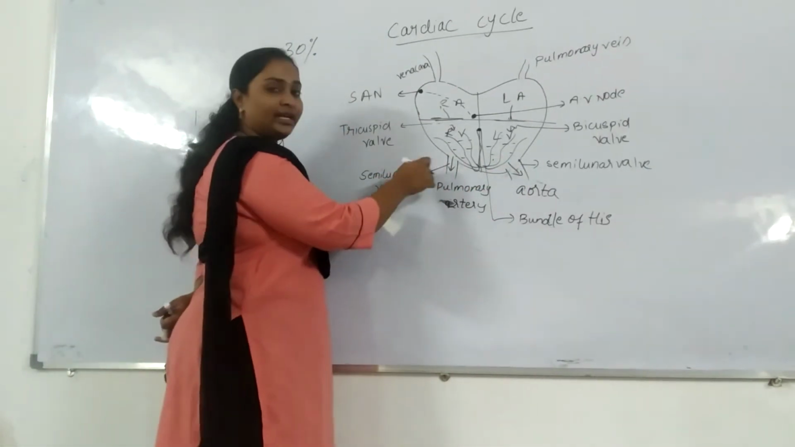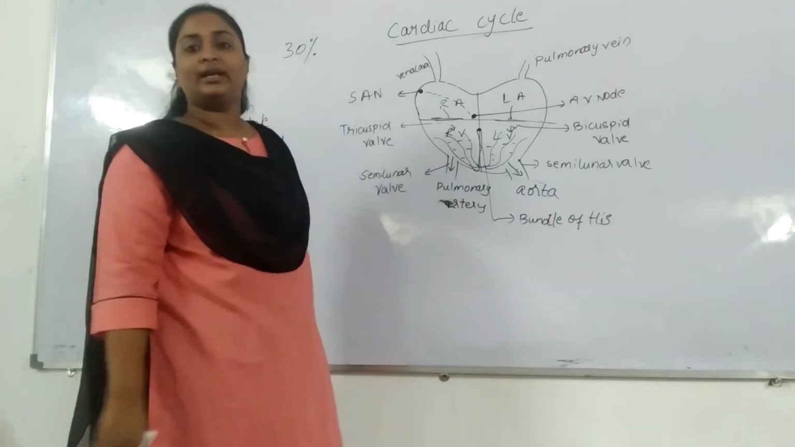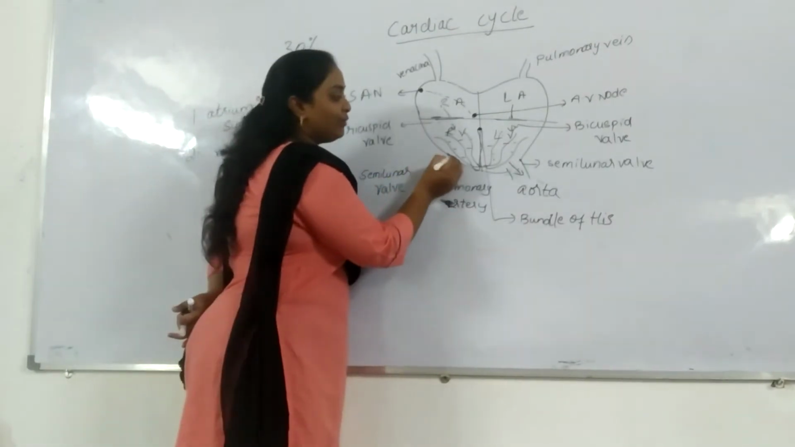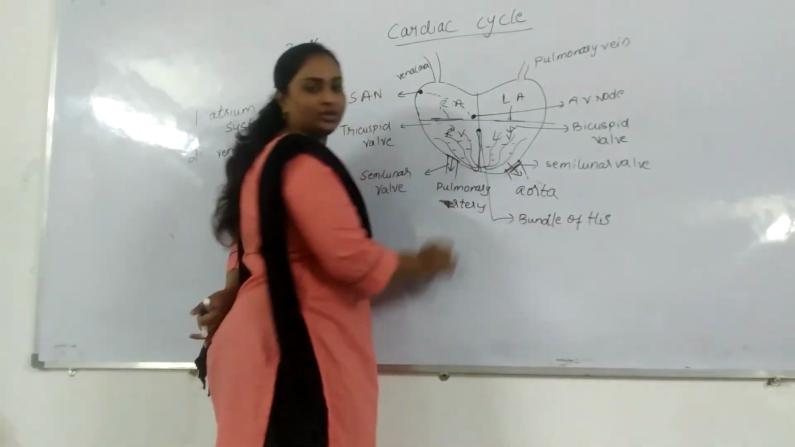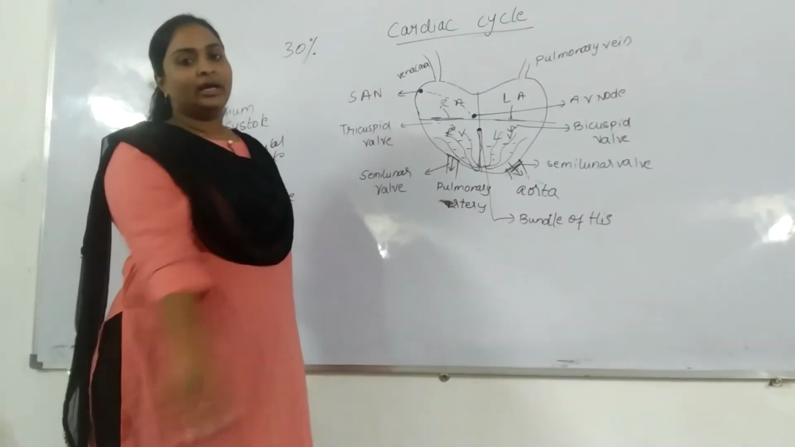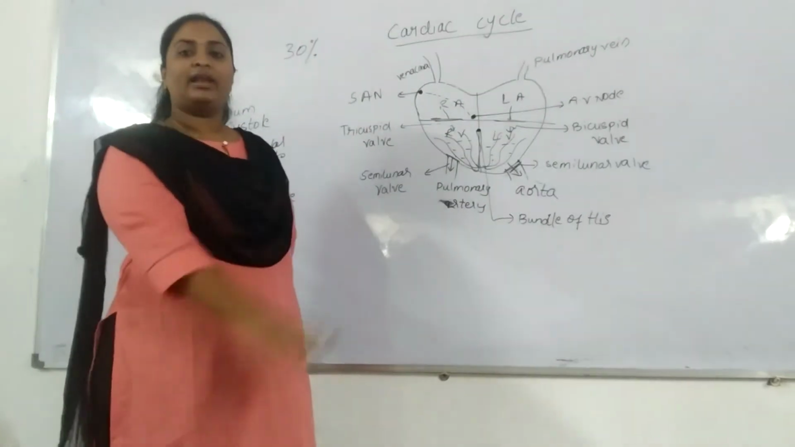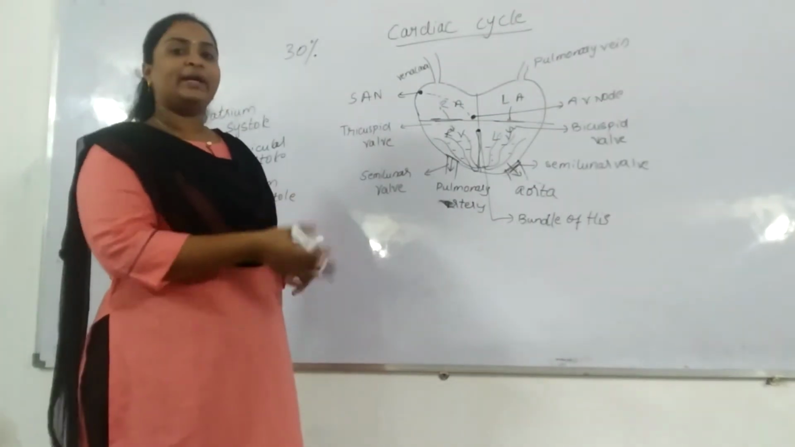Now the pressure increases in the pulmonary artery and aorta. To avoid the backflow into the ventricles, the semilunar valves will close. So again the cycle repeats. The blood is taken to the lungs and body parts, and the cycle will be repeated again.